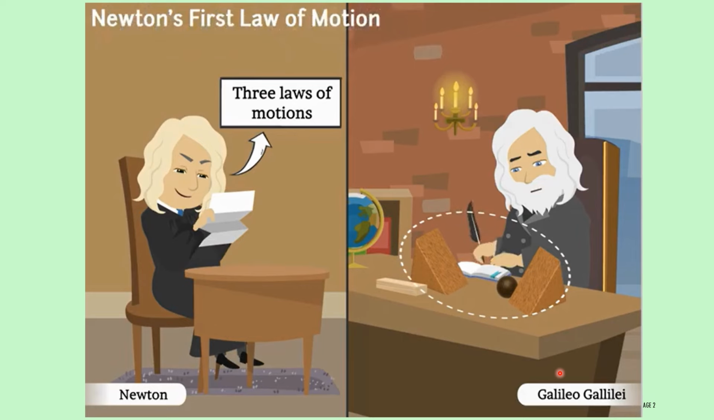Galileo Galilei is a famous scientist. He performed several experiments on bodies in motion. Based on Galileo's experimental observations, Newton introduced three laws of motion. In this class, let us study in detail Newton's laws of motion and also Galileo's experiments.